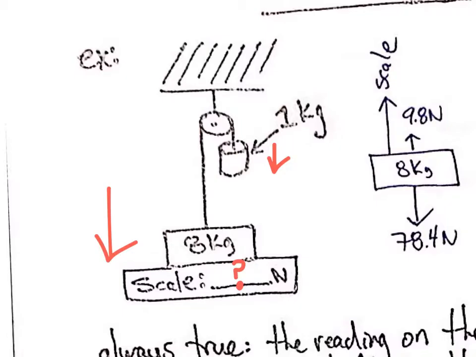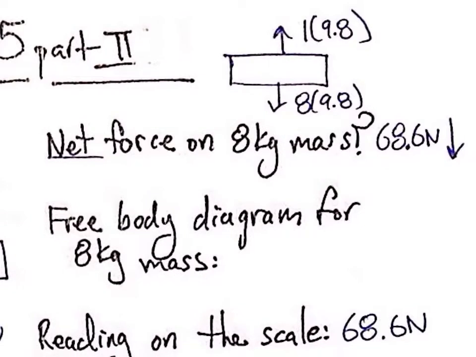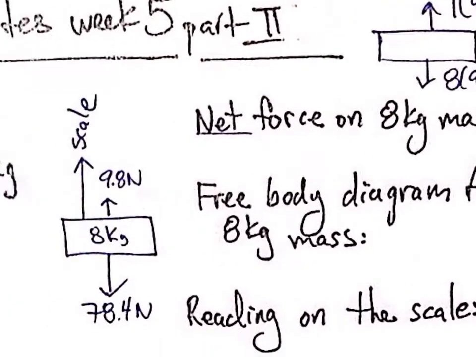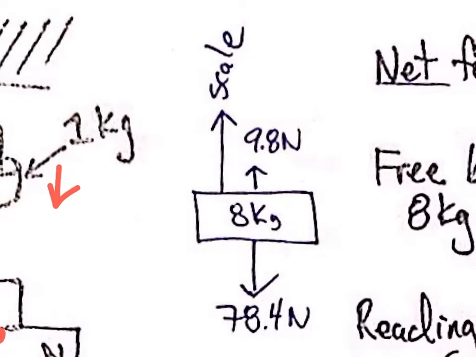So when we take a look at what's the net force on the 8 kilogram mass, this is not entirely correct, but I want to talk about the free body diagram first. If we talk about a free body diagram, we're looking at all the forces acting on the object. So here's the object itself. Gravity, Earth, pulls downward with a force of this. This we say is the weight of the 8 kilogram mass. The 1 kilogram mass pulls upward with a force of 9.8 newtons.